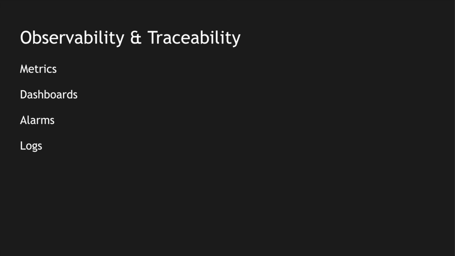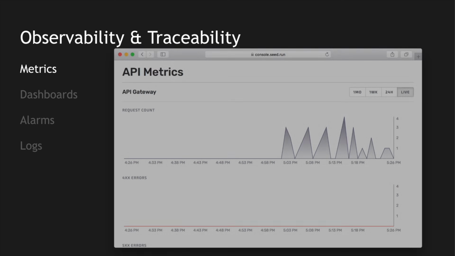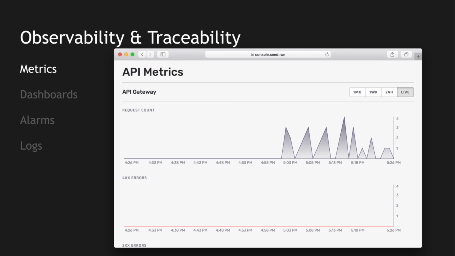Coming to the most critical part of the API gateway, observability and traceability. There are 4 major pillars of that. The first one is metrics. We can publish metrics from the API gateway directly, so we don't have to have any code present in the application, but we can leverage the API gateway itself to have some metrics which are specific to the APIs.